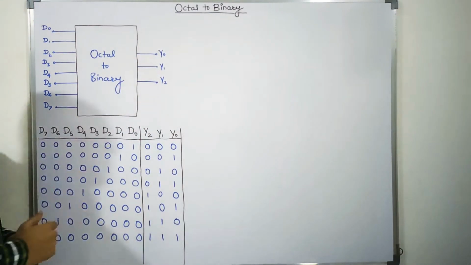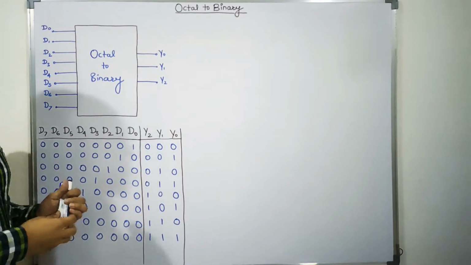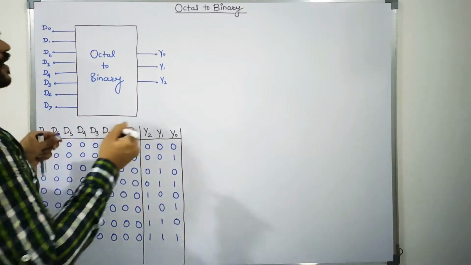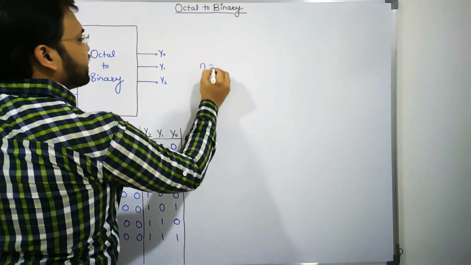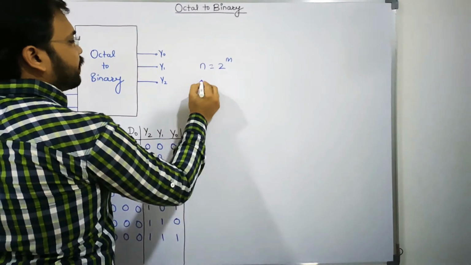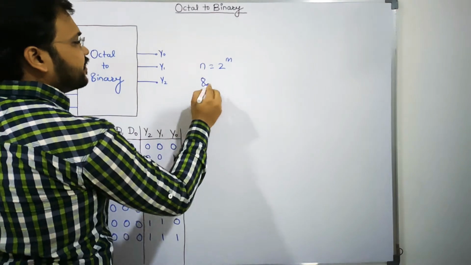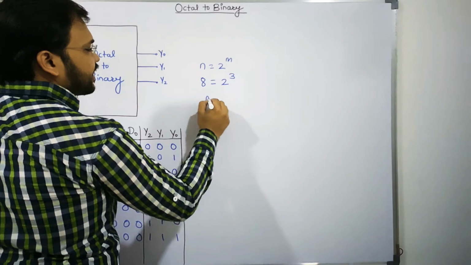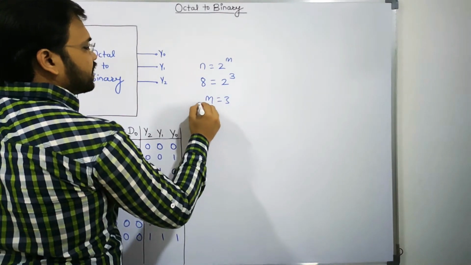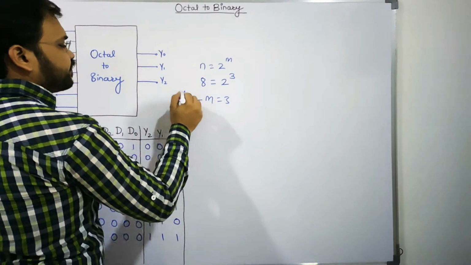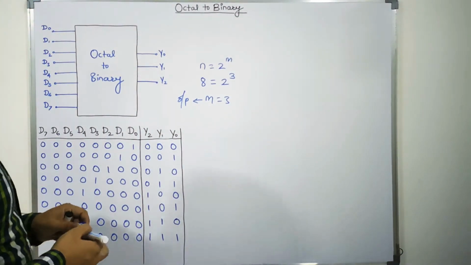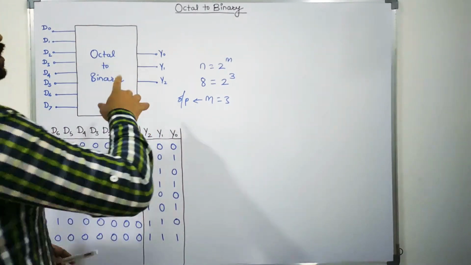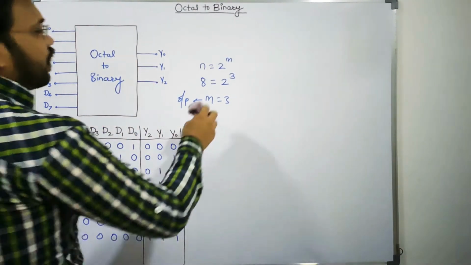Why are we going with 3 binary numbers, or 3 bits, at the output? We use the relation n equals 2 raised to power m. Suppose we are using 8 as n, the number of inputs, so 8 equals 2 raised to power 3. So m equals 3, which is the number of outputs. By using this relation, we have 3 outputs. This is the octal to binary encoder.